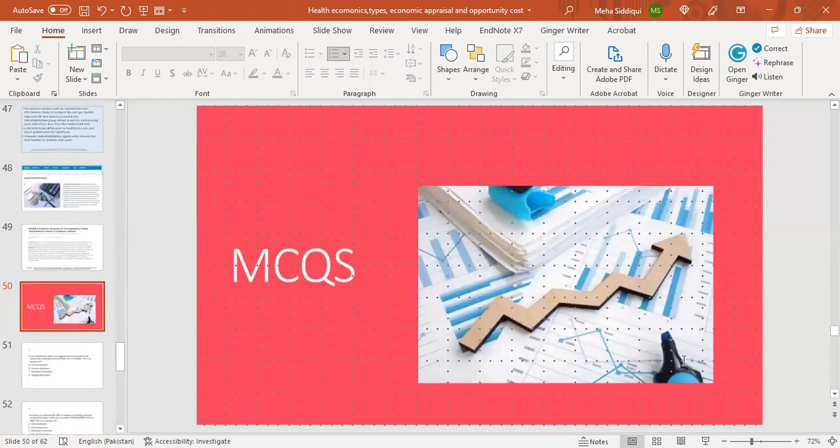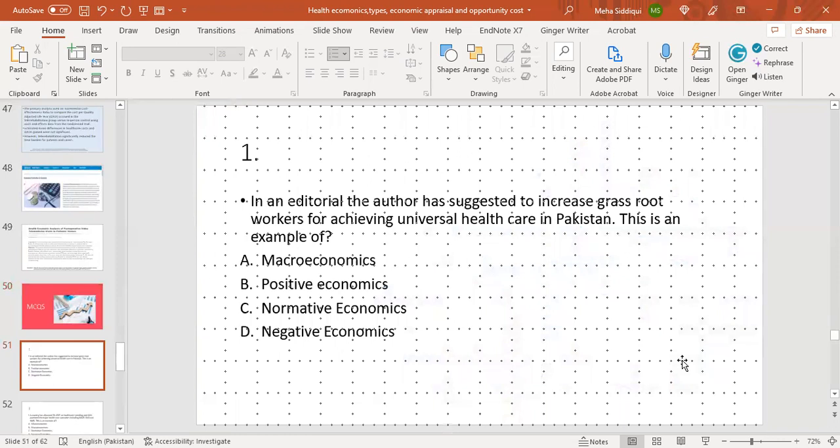Now moving on to the MCQ session. MCQ number 1. In an editorial, the author has suggested to increase grassroots workers for achieving universal healthcare in Pakistan. This is an example of pragmatic economics, negative economics.